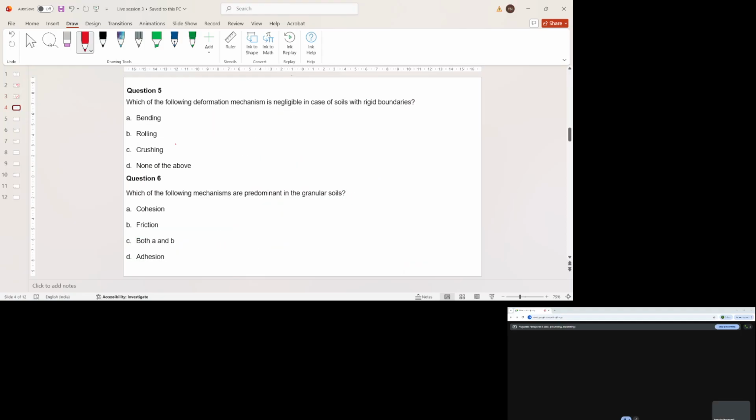Which of the following deformation mechanisms is negligible in case of soils with rigid boundaries? So rigid boundaries, in the sense, let us draw the schematic of a rigid boundary condition. These are not deformable. Volume remains constant, and this is what we are using to apply a load. These are the grains.